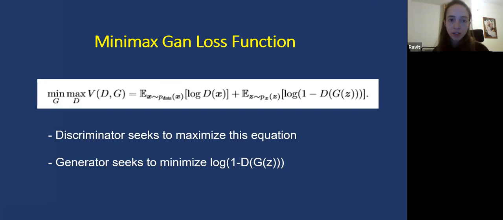This is the GAN loss function, minimax. Basically, the discriminator seeks to maximize the log probability of discriminating real data and the log probability of discriminating the inverse of generated data, both sides of the equation, and the generator seeks to minimize the log probability of the inverse of generated data.